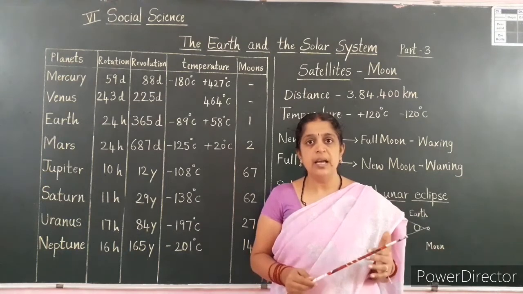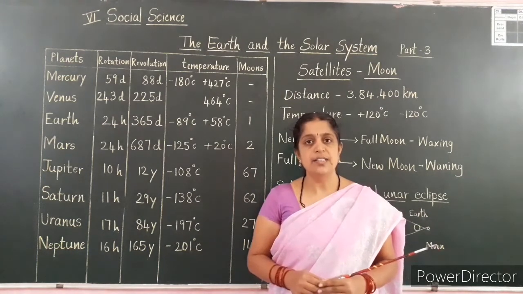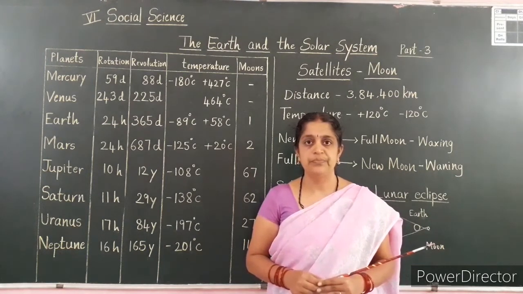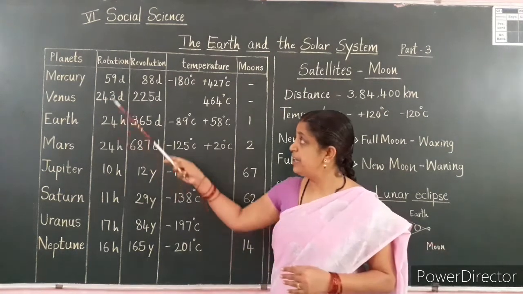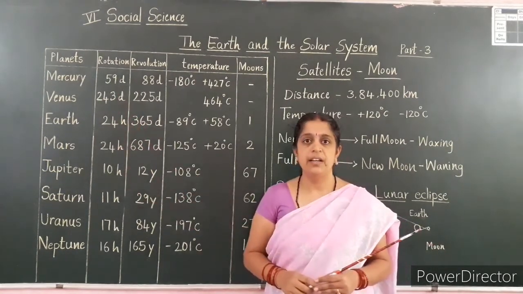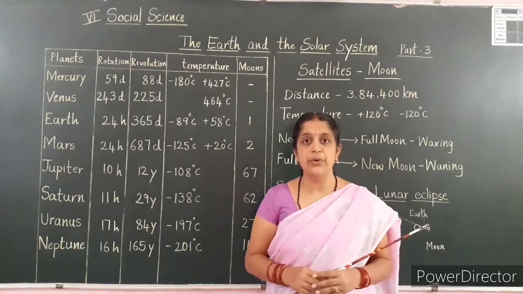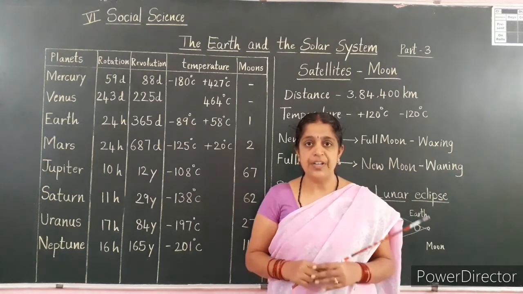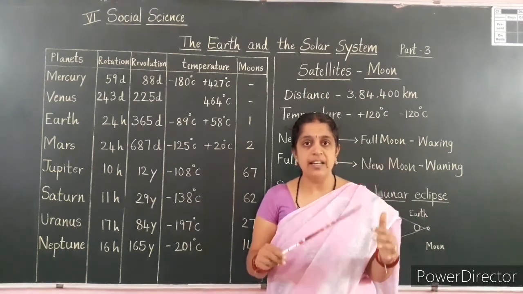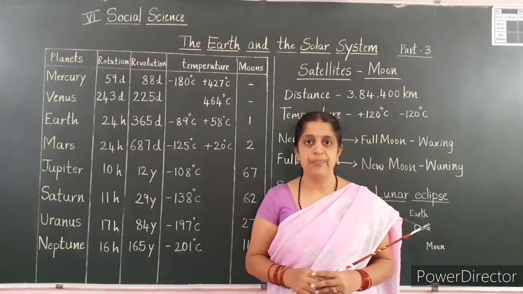Ganymede is the biggest satellite in the solar system. It is bigger than Mercury. So it is the biggest satellite in the solar system.